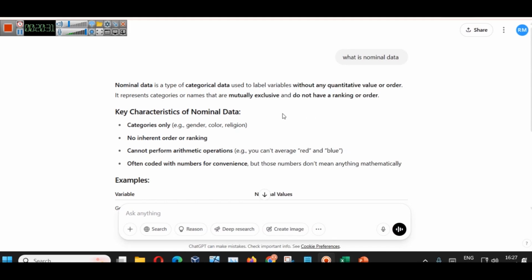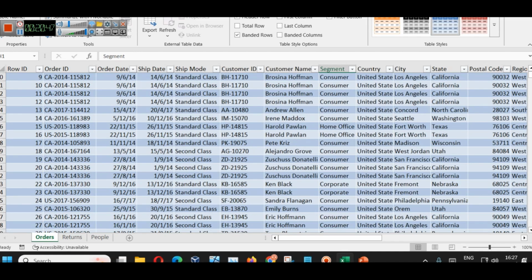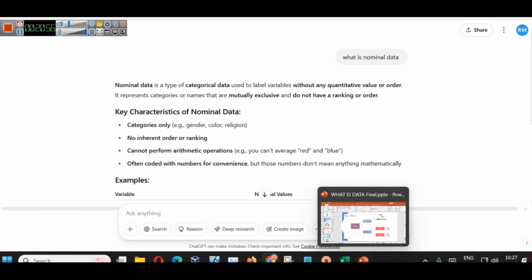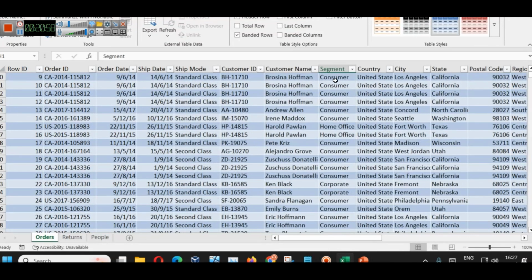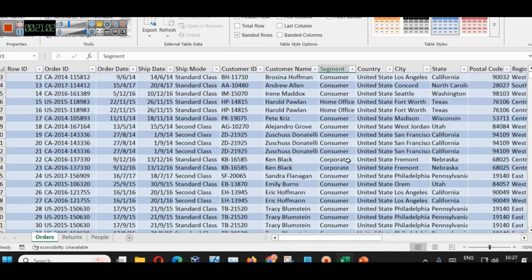So here you can see the simple definition: nominal data, categorical data used to label variables, right? Like we are labeling different orders here, that this order is of consumer segment, this order is of home office, right? And they label variables without any quantitative value or order. For us, consumer segment and home office segment don't have any order.